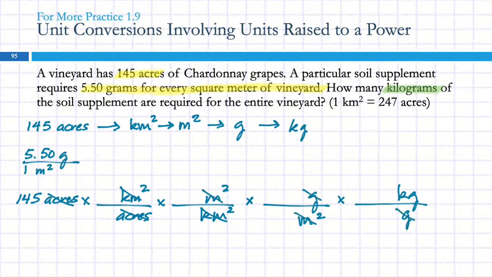Got all my units to cancel out. Now we put numbers in. Well, this one was given to us. So this is going to be the square kilometers to acres, and I'm just going to keep the numbers with their units. So 1 square kilometer is 247 acres.